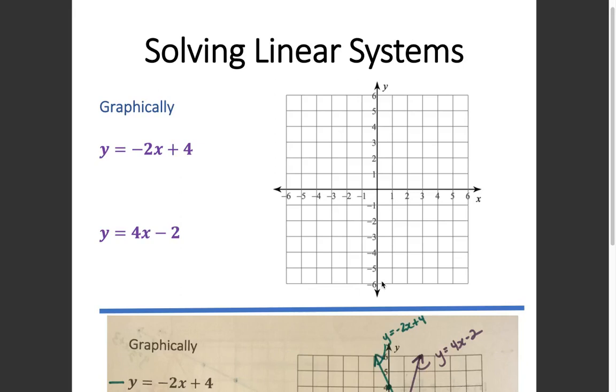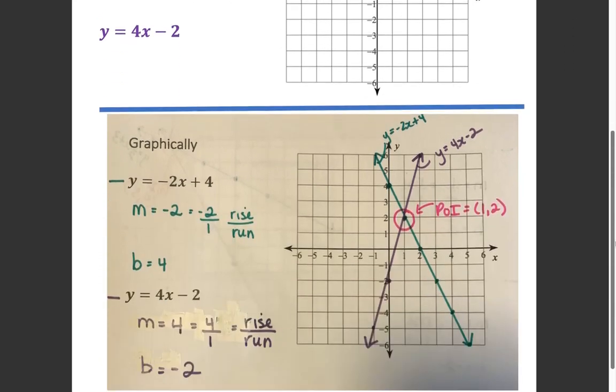So what we want to do is take these two lines, y equals negative 2x plus 4 and y equals 4x minus 2. We want to graph them, and we want to see where they intersect each other. What is the point of intersection of these two lines?